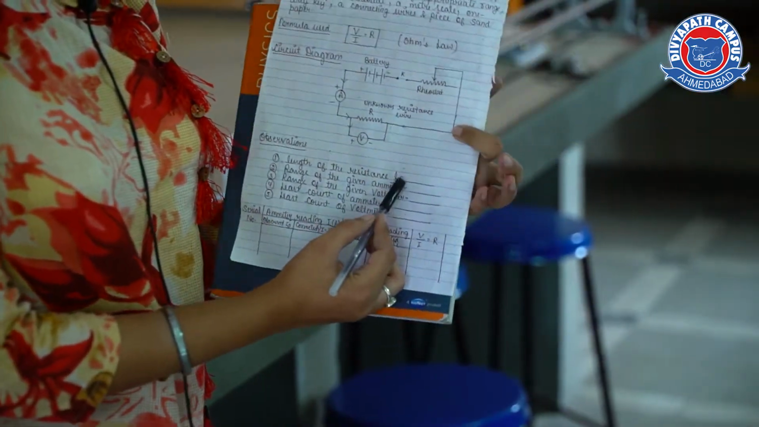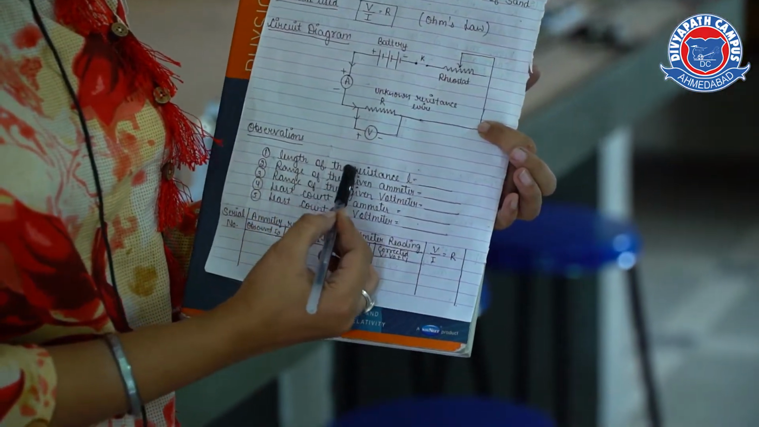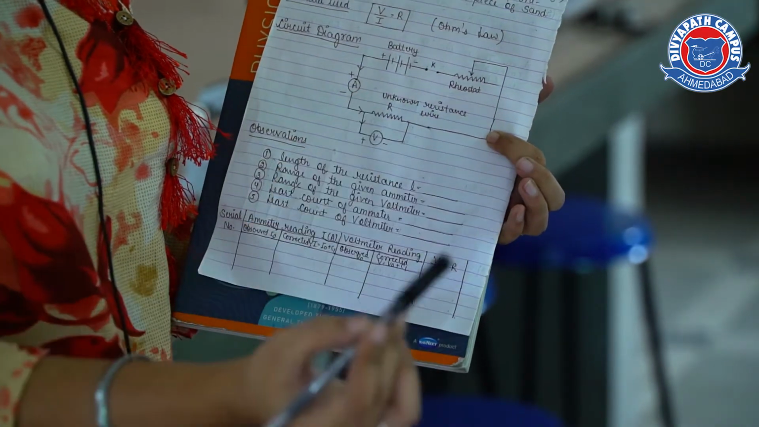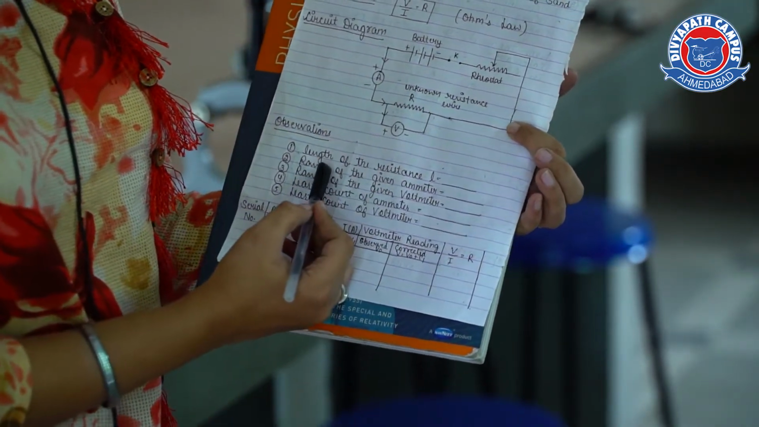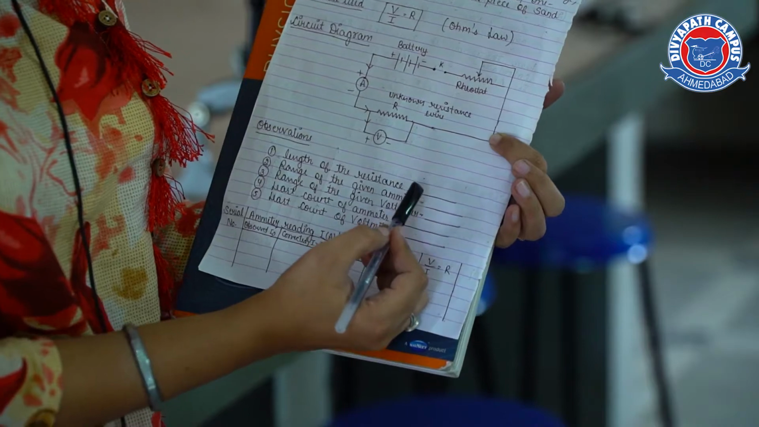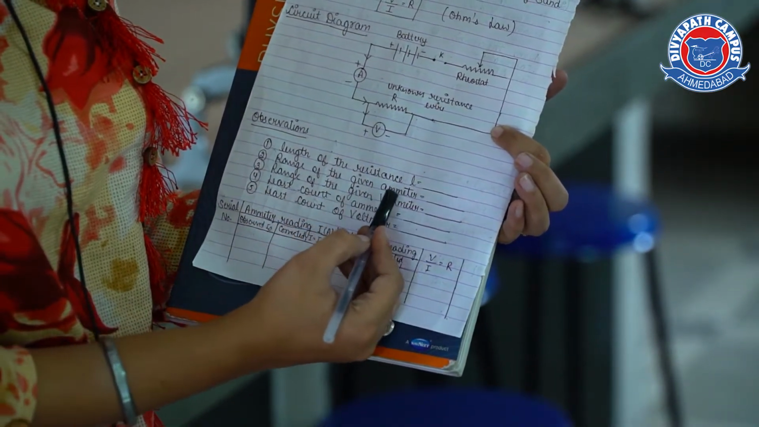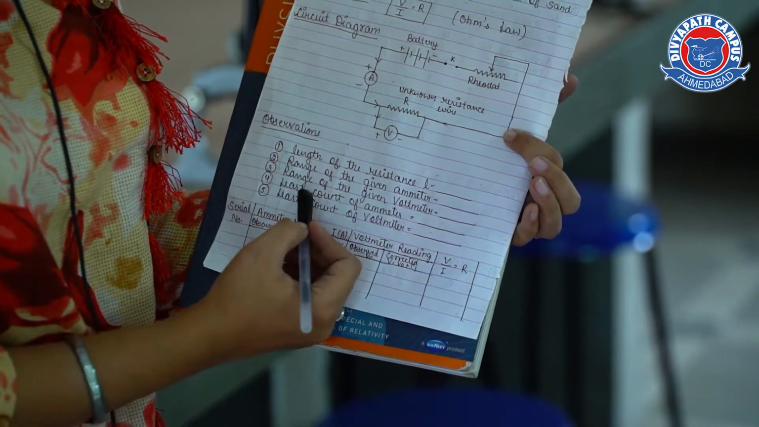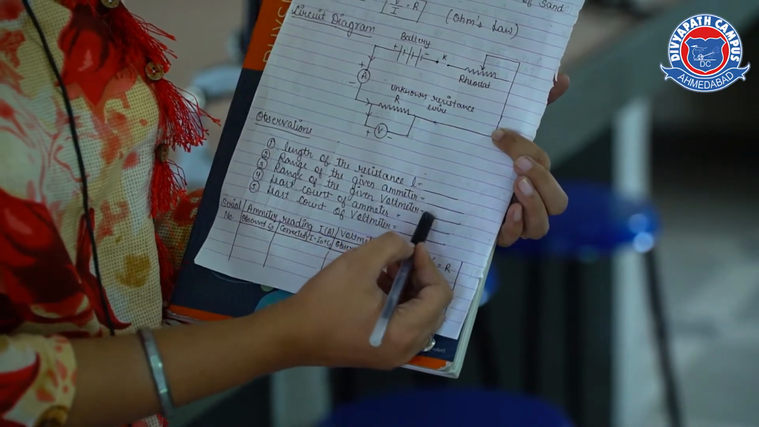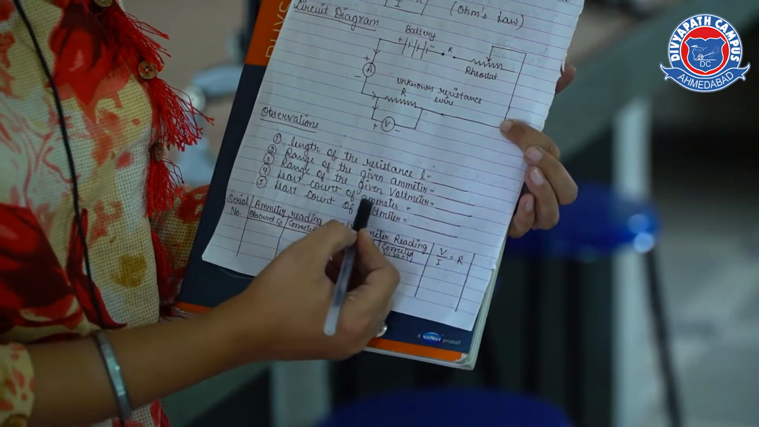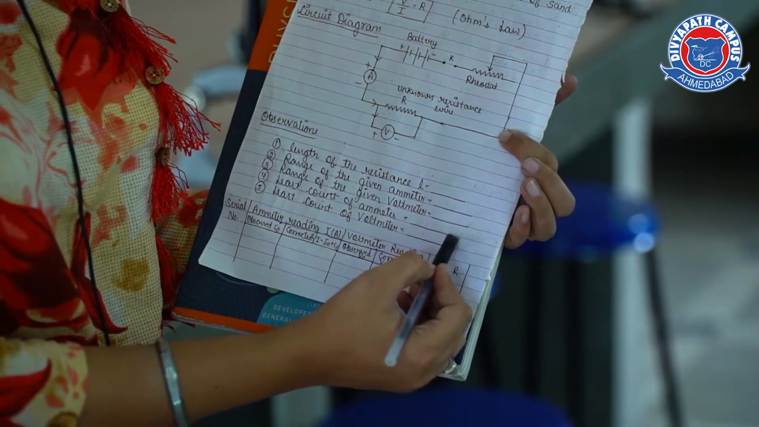In this particular column you have to write down the length of the resistance L, which you can measure with a normal scale. Next is the range of the given ammeter. As I told you, this is 600 milliampere. The range of the given voltmeter is 20 volt. The least count of the ammeter is 10 milliampere, and the least count of the voltmeter is 0.5 volt.